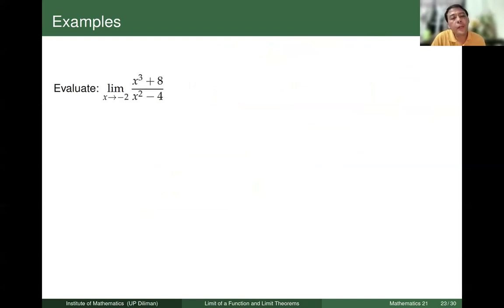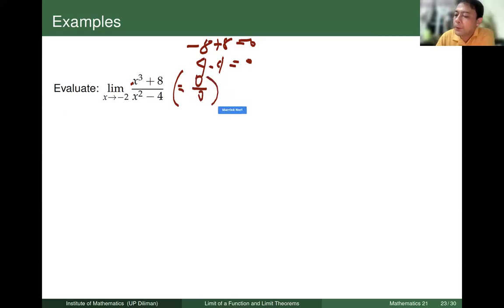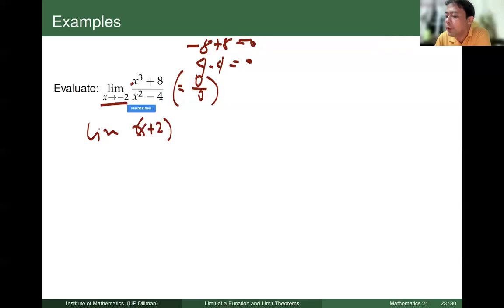Another example. If you replace the numerator by negative 2, you will get negative 8 plus 8, 0. And denominator, you will get 4 minus 4 is 0. This is a polynomial. This is a polynomial. So meaning this is of the indeterminate form na 0 over 0. So to evaluate this, we can factor. So the limit of x cubed plus 8 is the same as x plus 2. So that is for the x minus minus 2.